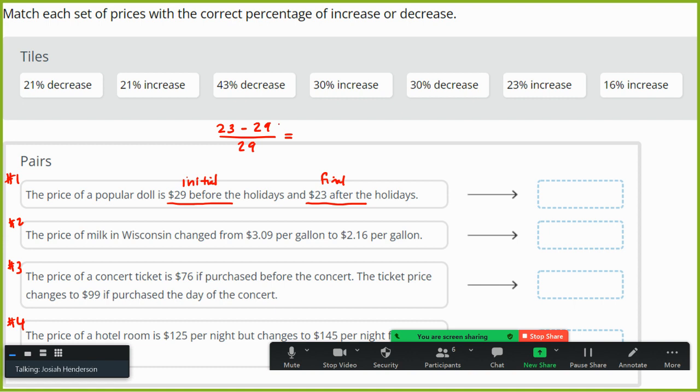Okay, so no one's found anything yet. Let me show you how we would do this one. 23 minus 29. Try that in your calculator. What do we get for just the subtraction? Will you do that for me and tell me what you get, please? Just put it in the chat. 23 minus 29. Kind of a two-step deal. I see two people put something in the chat.